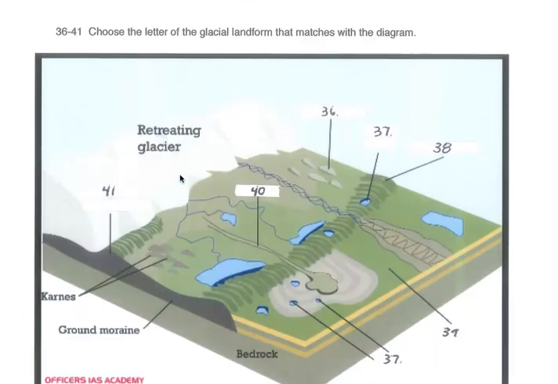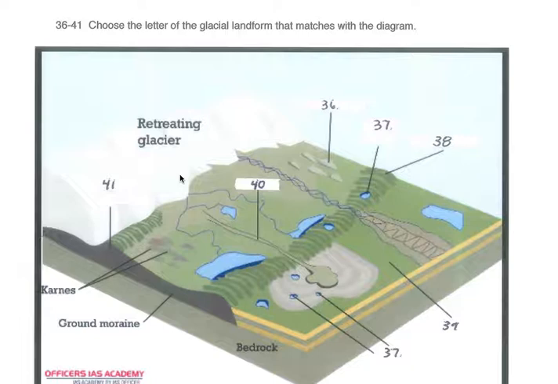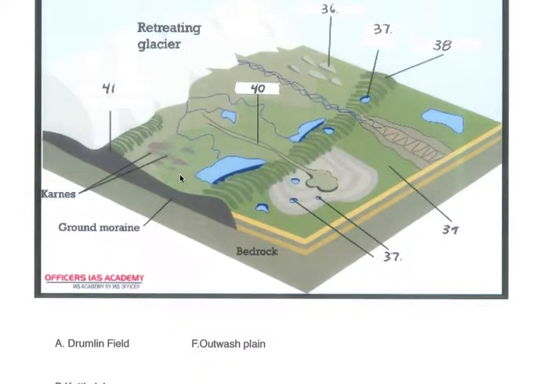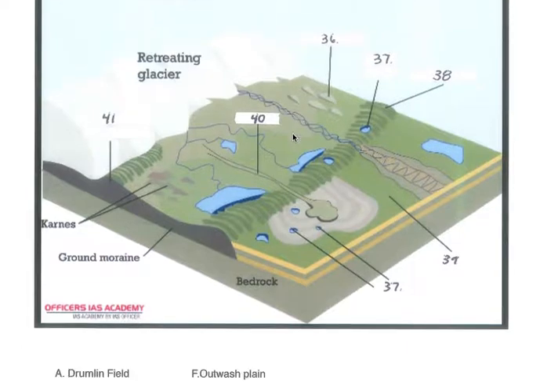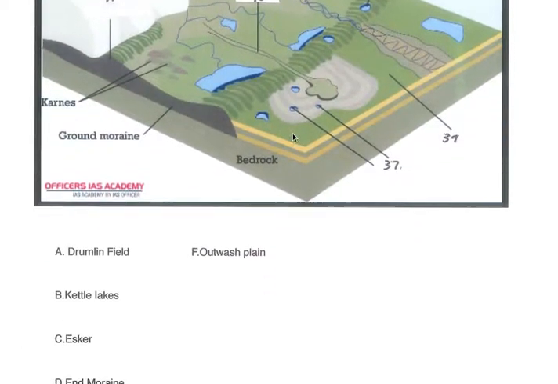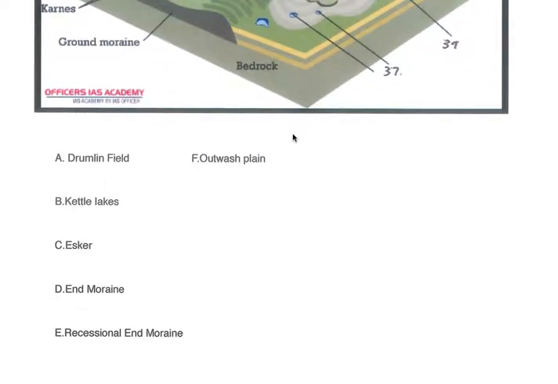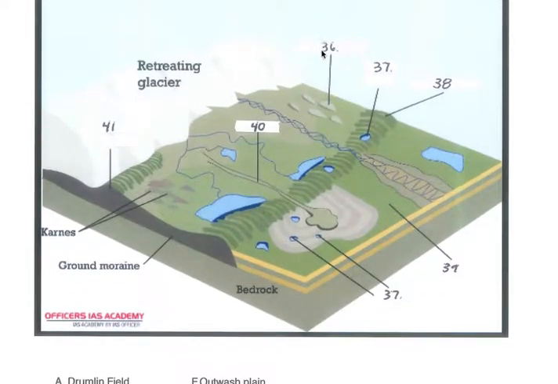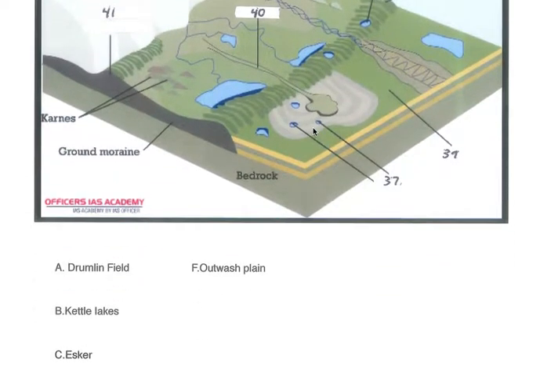There's a page missing. 36 through 41. Choose the letter of the glacial landform that matches with the diagram. So you have choices. So here's number 36. And for any of these, you just pick the choice. So your choices are A, drumlin field, B, kettle lakes, C, esker, D, end moraine, E, recessional end moraine, or F, outwash plain.